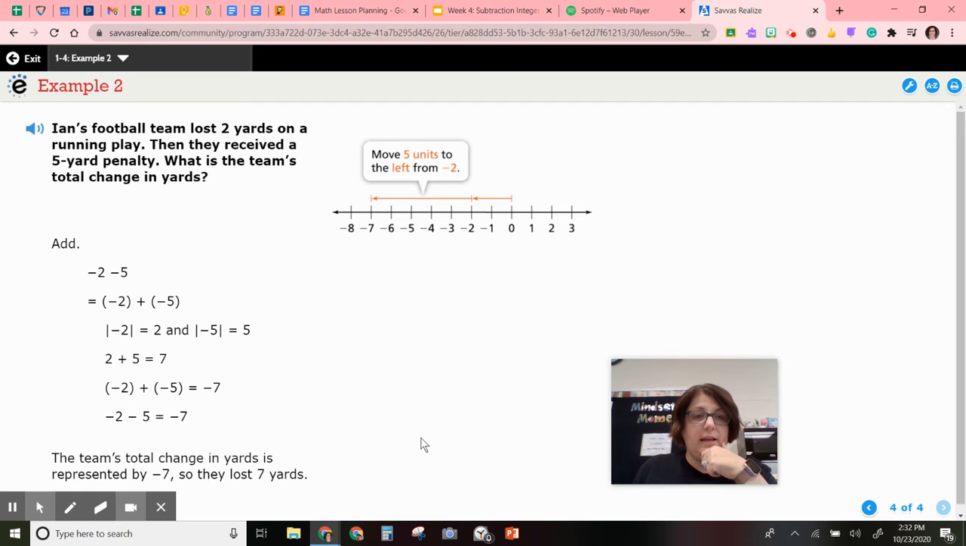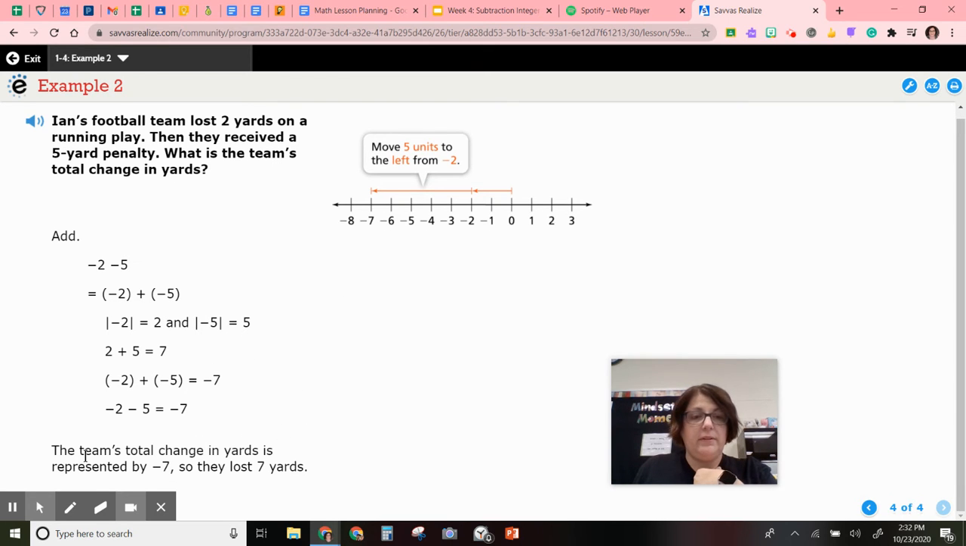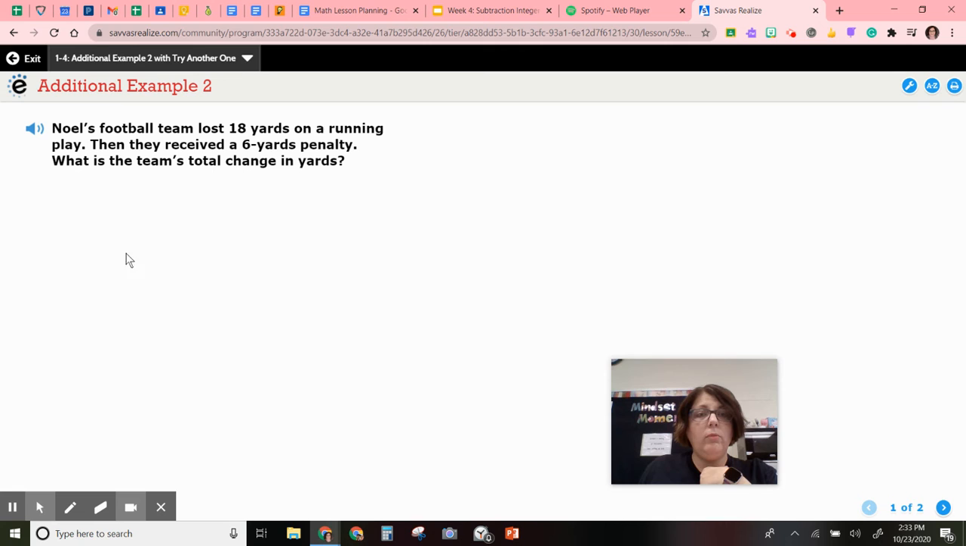2 plus 5 is 7, but they're both negative. So it's -7. The team's total change in yards is represented by -7. So they lost 7 yards. So when you're watching the Chiefs the next time and they talk about losing yards, they're subtracting integers. We're going to look at one more.